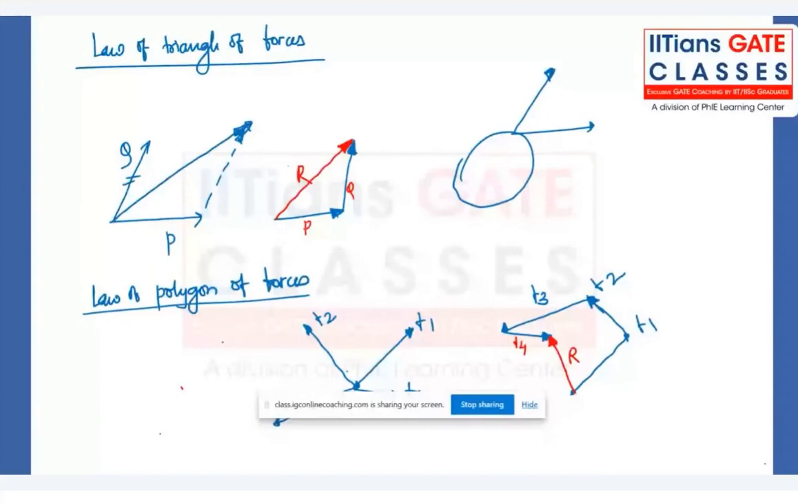I hope it is clear till this, at least the law of triangle of forces. So the same logic is applicable or extended to the polygon of forces. Okay, nothing different. Same logic you are applying for the law of polygon of forces.